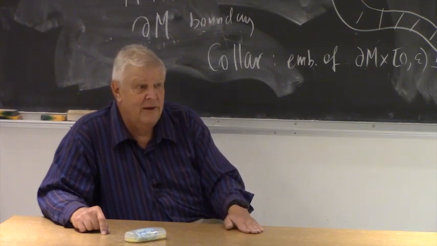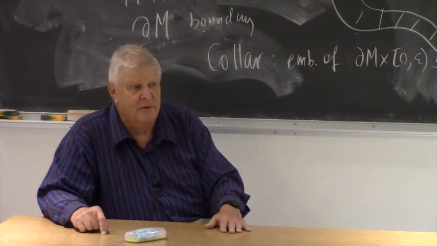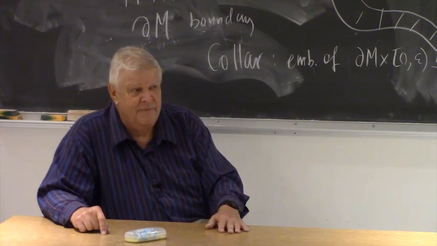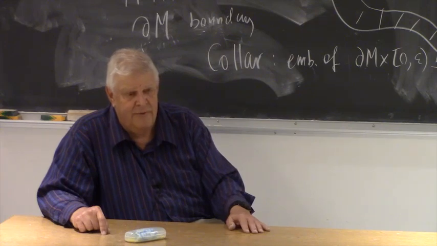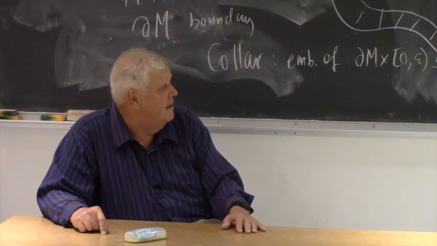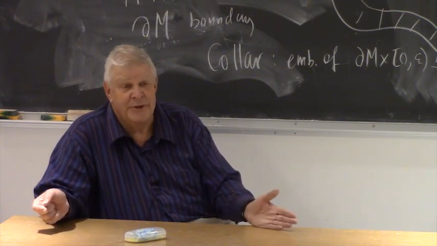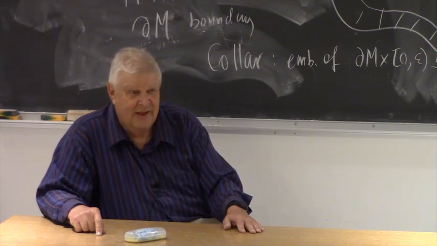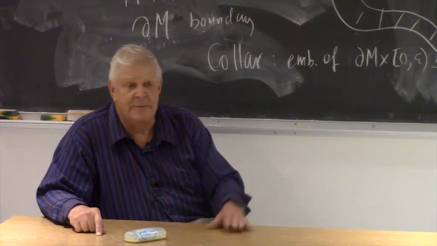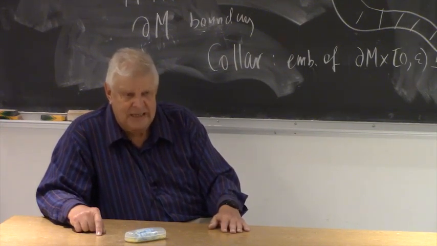Now I want to formulate two theorems, and the proofs are contained in my notes. My proof maybe will be more pictorial, but actually this is all very formal. These are the usual theorems which are always proved in mathematics: existence and uniqueness. Existence is something very direct. Collars always exist.